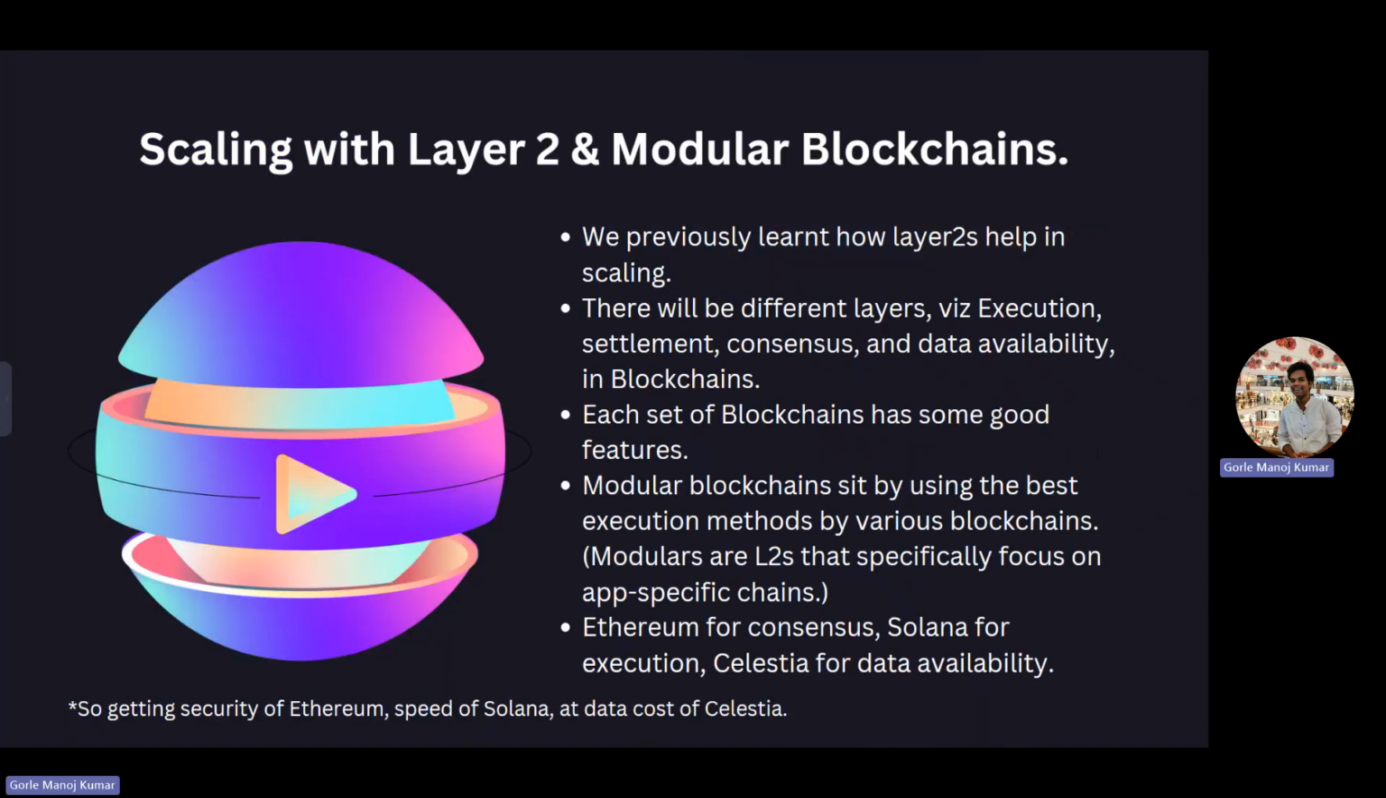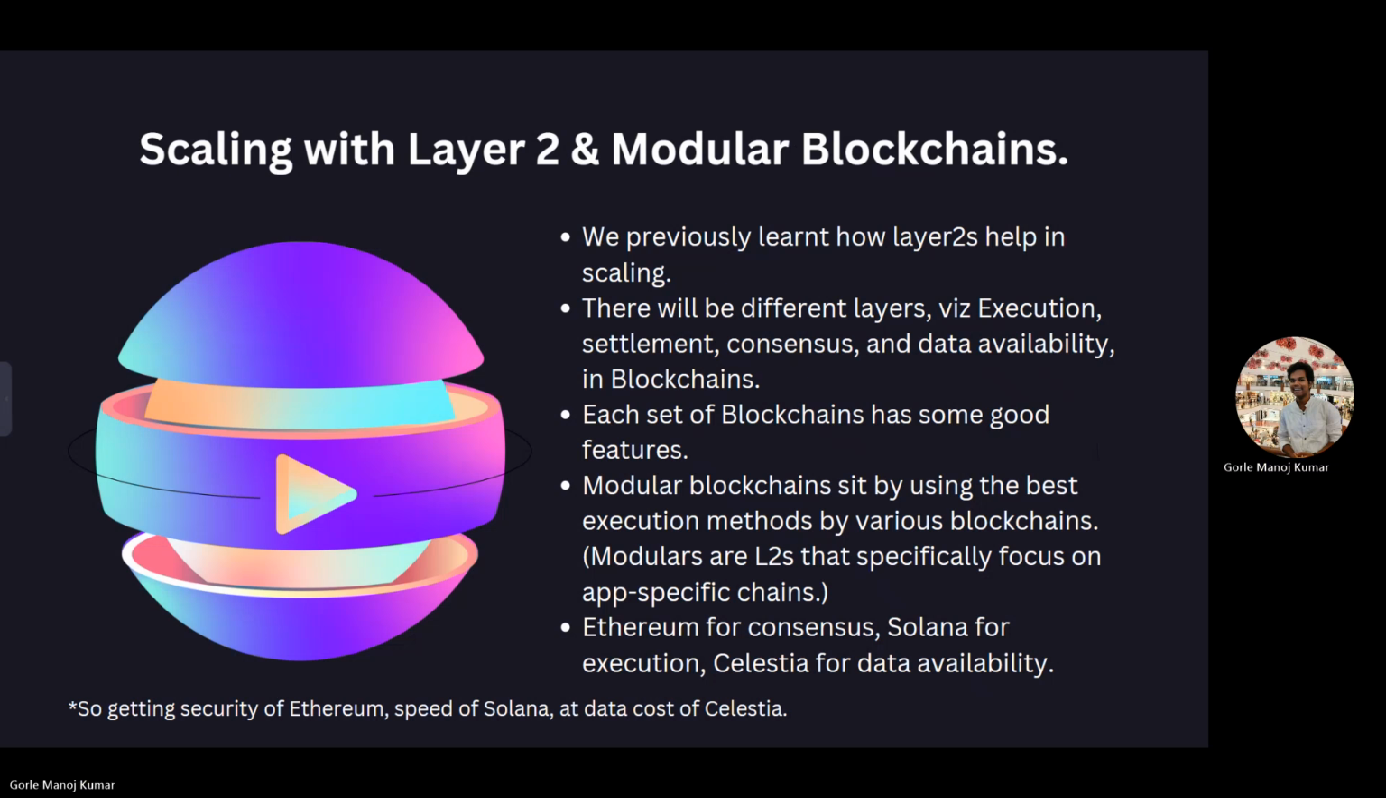The most interesting part: scaling with layer 2s and modular blockchains. We have heard until now that blockchain is in trial. To scale layer 1 blockchains, there are layer 2s, right? And many layer 2s are coming up now. Zero knowledge layer 2s are coming, optimistic layer 2s are coming, and that part we are all aware of, okay? But what are modular blockchains? You know what a module is, I guess.